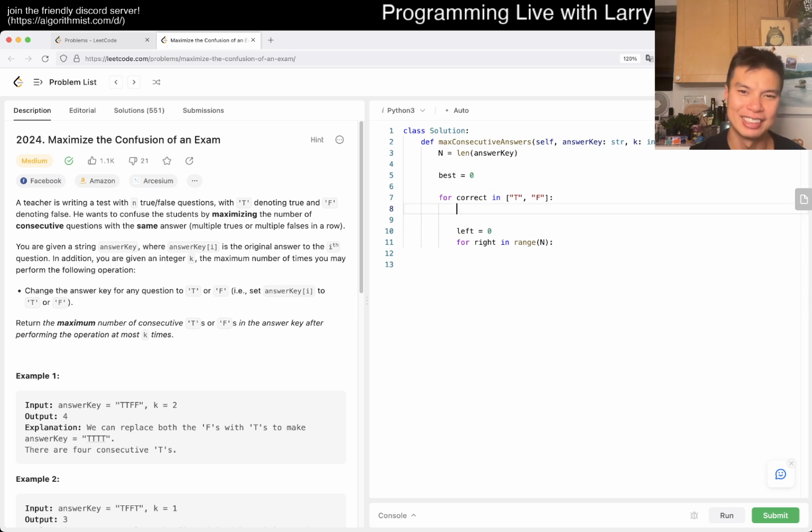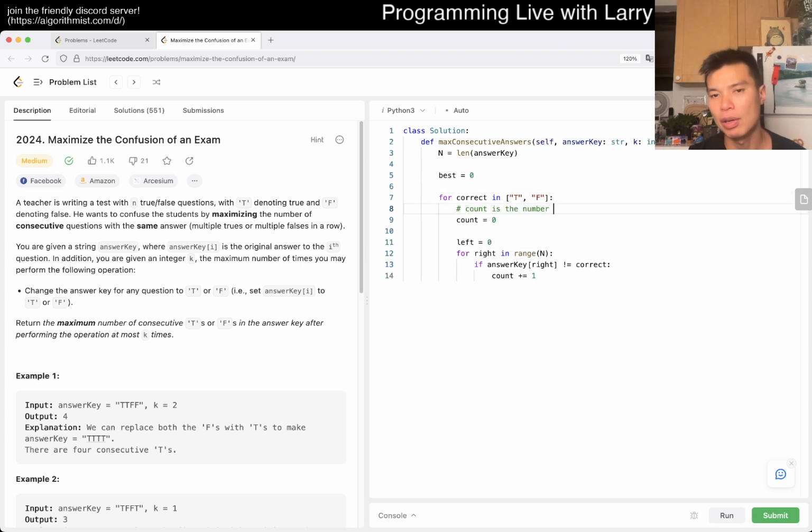So let's just say count is equal to zero. Maybe count is kind of hard to read, to be honest, but it takes time to figure that out, I suppose. But yeah, so if enter key of right is equal to correct, if this is not equal to correct, then count we increment by one, right? Because that means that count is the number of the opposite things inside left, right, inclusive, right? Yeah.